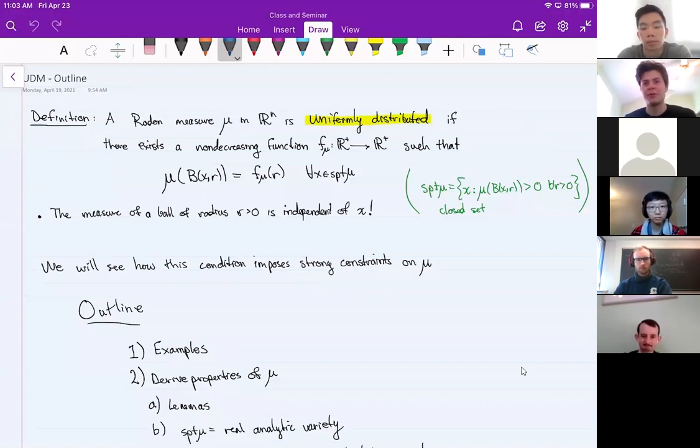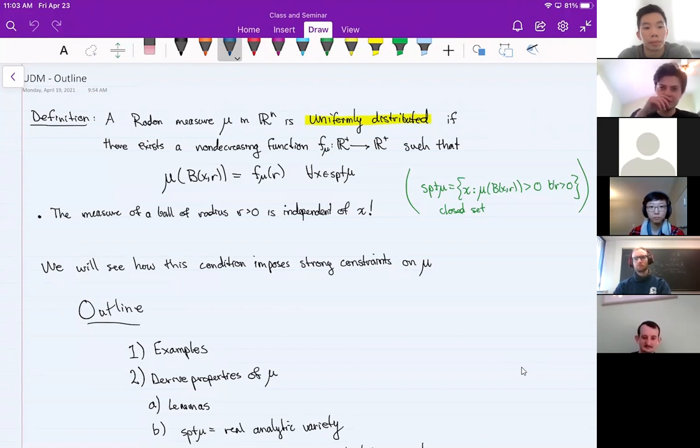And I wrote the definition of the support here to the right, in case you forget: it is just the set of points where the measure of every ball around that point is greater than 0. So, what does this definition mean? Really, it just means that the measure of a ball of radius r, for fixed r, is independent of the point I choose. For every point in the support, I have the same measure for a ball of radius r.